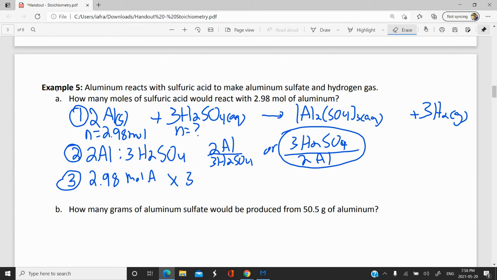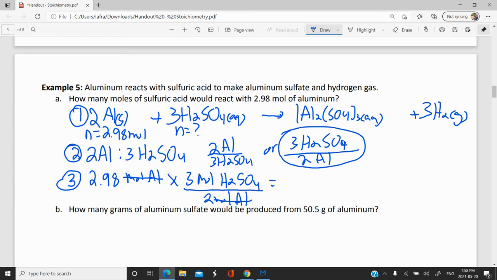3 moles of H2SO4, and this is aluminum, Al, over 2 moles of Al. We can cross out moles of Al, right? And so now we're doing 2.98 times 3 divided by 2.